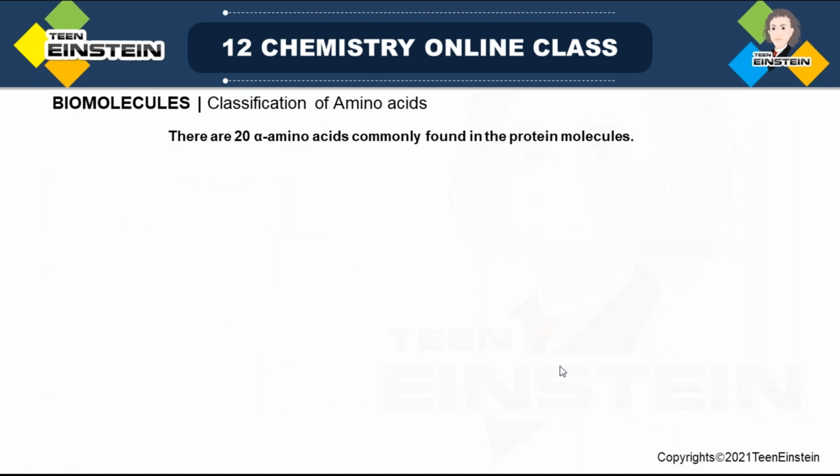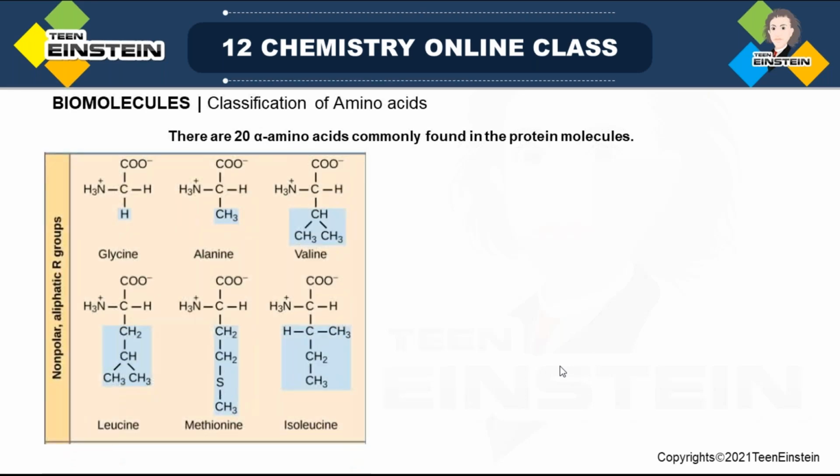Classification of alpha amino acids. There are 20 alpha amino acids that are commonly found in protein molecules. We already know that three things are fixed, three groups: NH2, H, CO2H. Only the R group will change. Now this R group may be of different types. It may be acidic, it may be basic, it may be polar, it may be non-polar. Depending on that, we can have some classification for amino acids. One by one we will see.